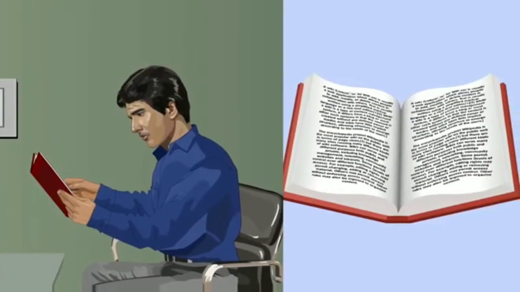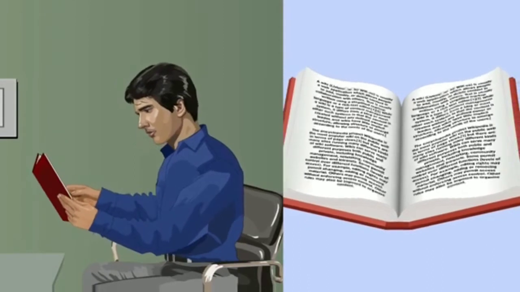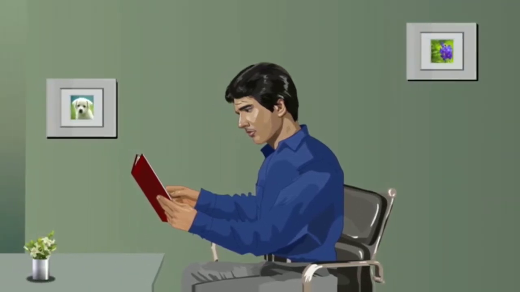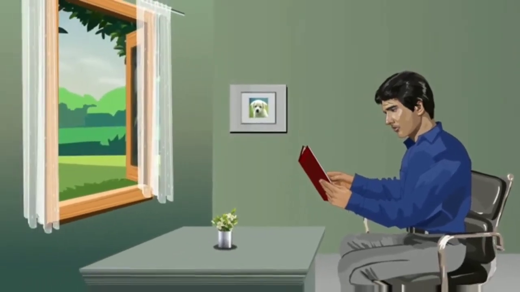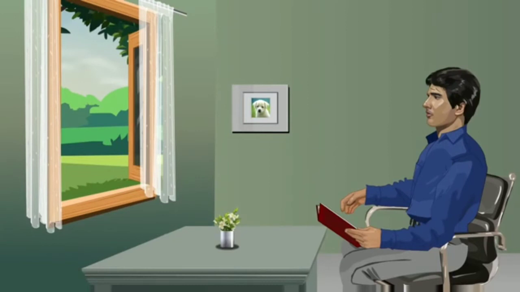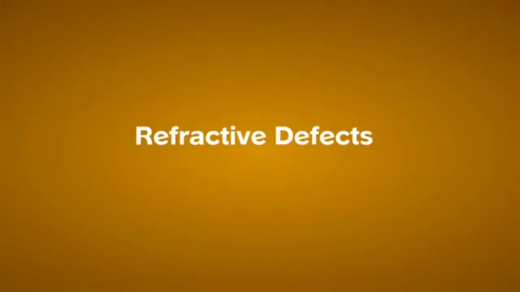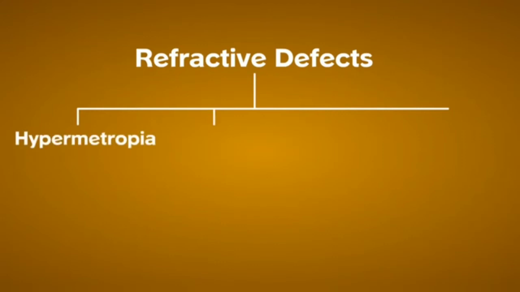The minimum distance at which the eye can see objects clearly is called the near point or least distance of distinct vision. In a normal eye, it is 25 centimeters. The farthest distance up to which the eye can see objects clearly is called the far point of the eye. In a normal eye, it is between 25 centimeters and infinity. The eyes can gradually lose their power of accommodation, resulting in blurred vision due to refractive defects. There are 4 common refractive defects of vision that we shall look at and see how they can be corrected.